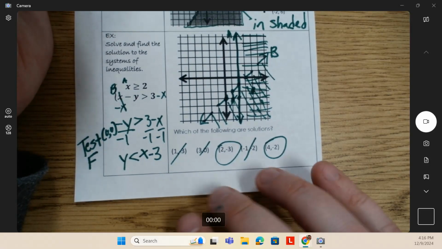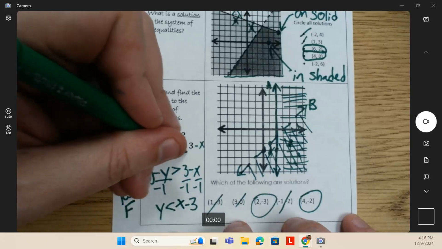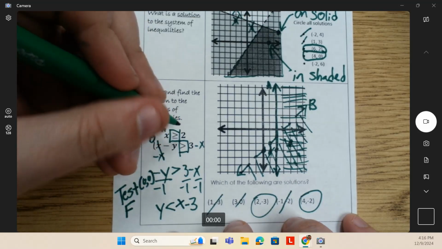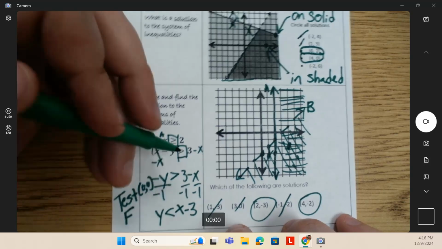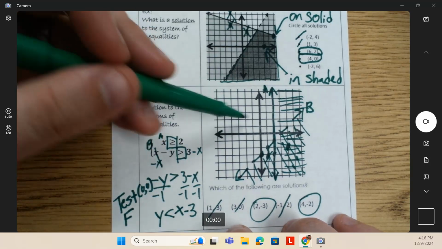As we're graphing these, pay close attention to your signs that tell you your boundary lines, and to your tests to decide which way you're going to shade it, down or up or to the left or right.